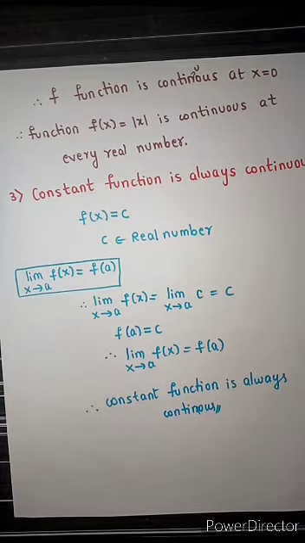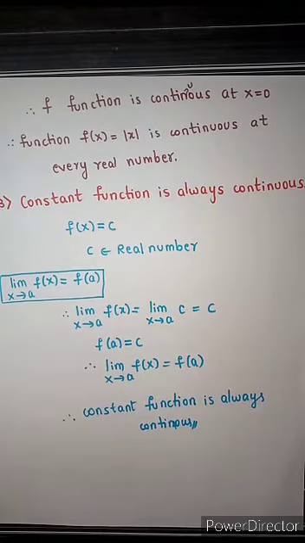Therefore, the function is continuous at x equals 0. So the function f of x equal to mod x is continuous at every real number. Now let's see one more important note point, that is, a constant function is always continuous. You don't need to memorize any proofs. Just remember these note points. Whenever you get the same question, just directly write yes, the constant function is always continuous, or the polynomial function is always continuous, like that.